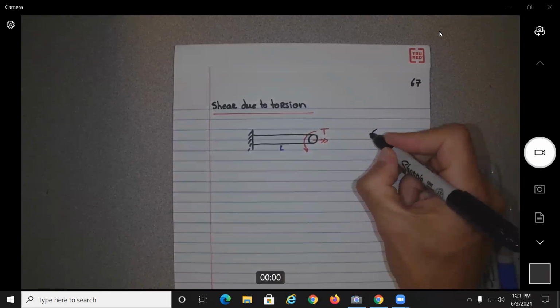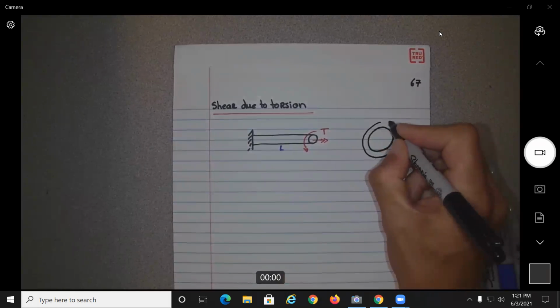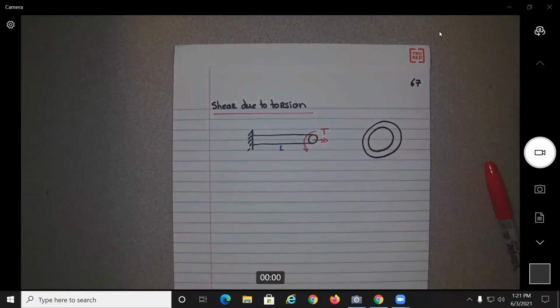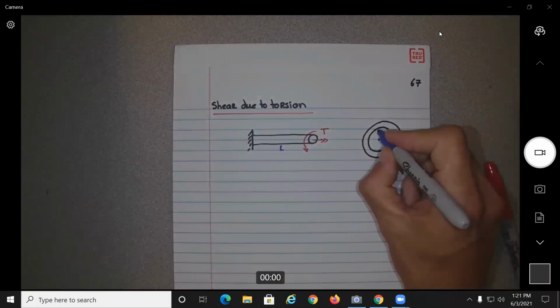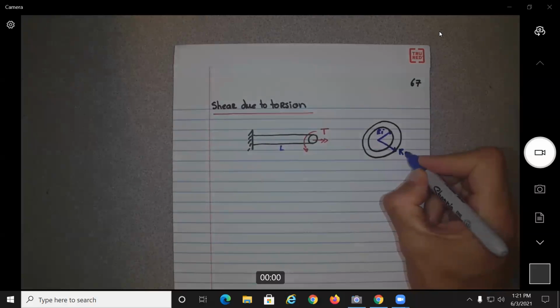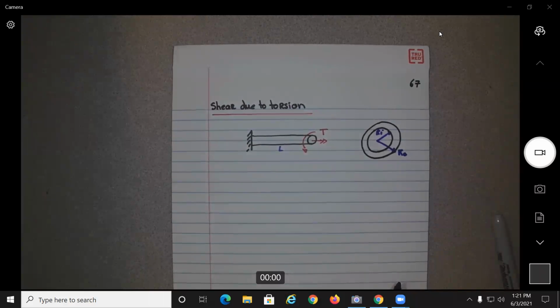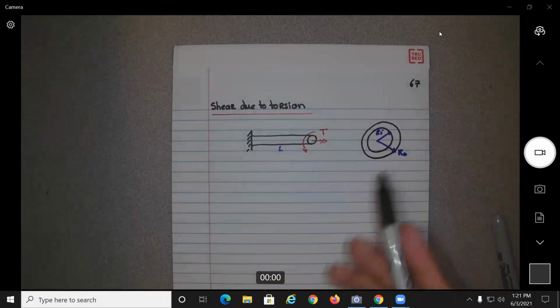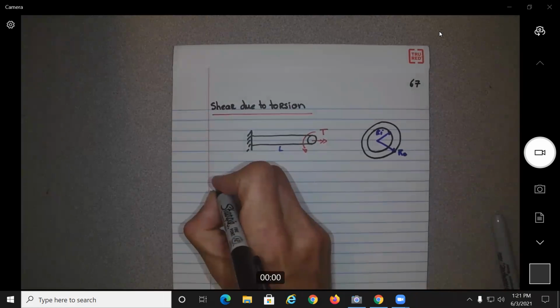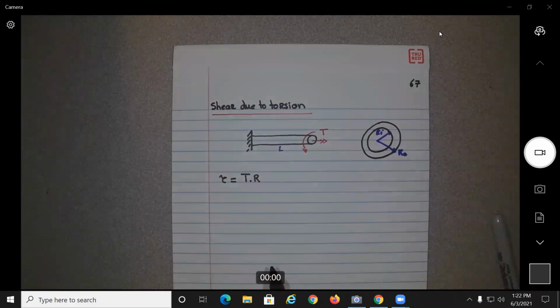Okay, and let's say the cross section, to do the general case, let's assume we deal with a tube. You have the inside radius and the outside radius. So in such a case, the shear is equal to T times R divided by J.